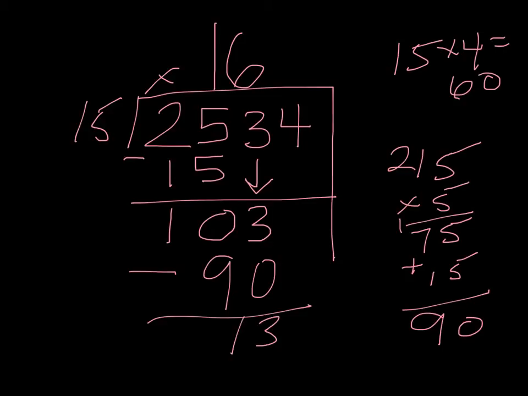I've got 13. What do you think I should do after 13? Look at the number we're dividing. Have we divided every number? No. What number's left? 4. The 4. So what should I do? Bring it down. We've got to divide it. 134.